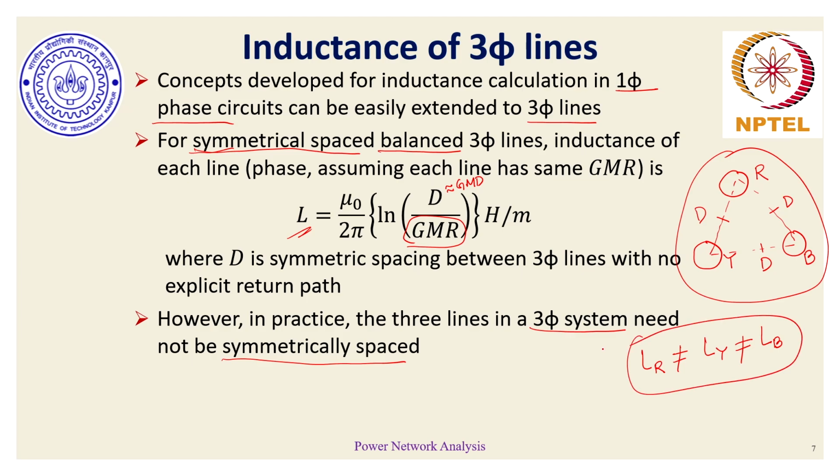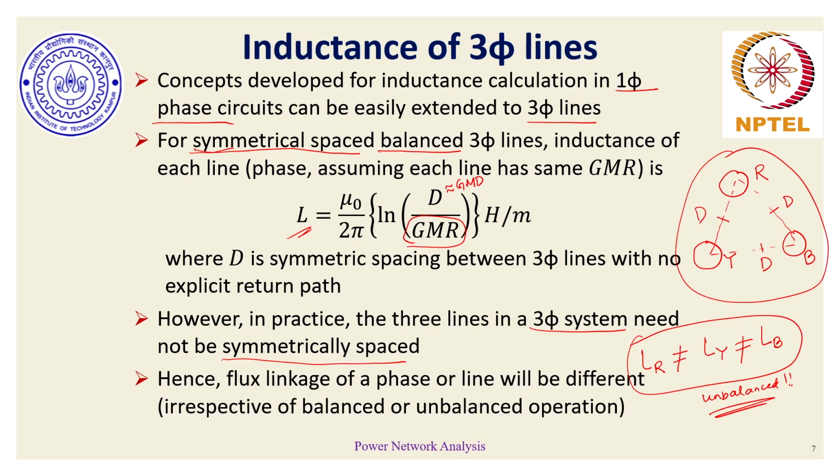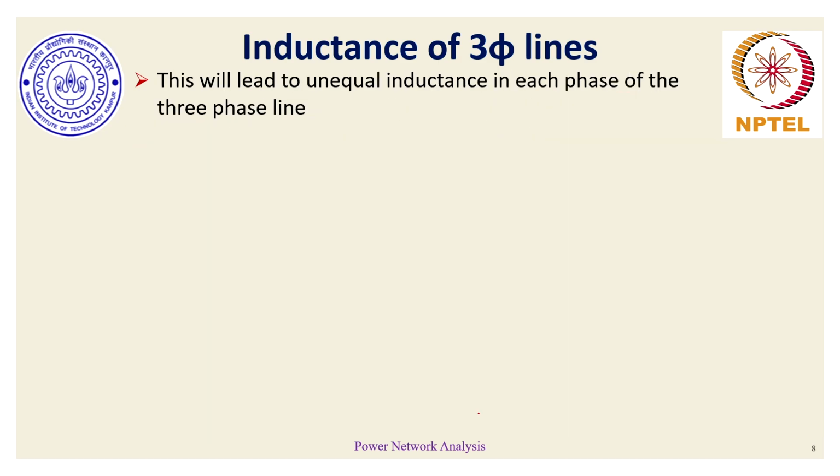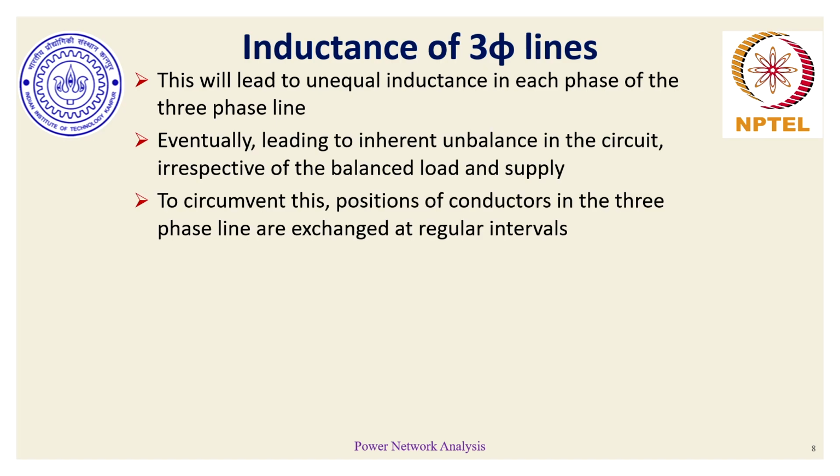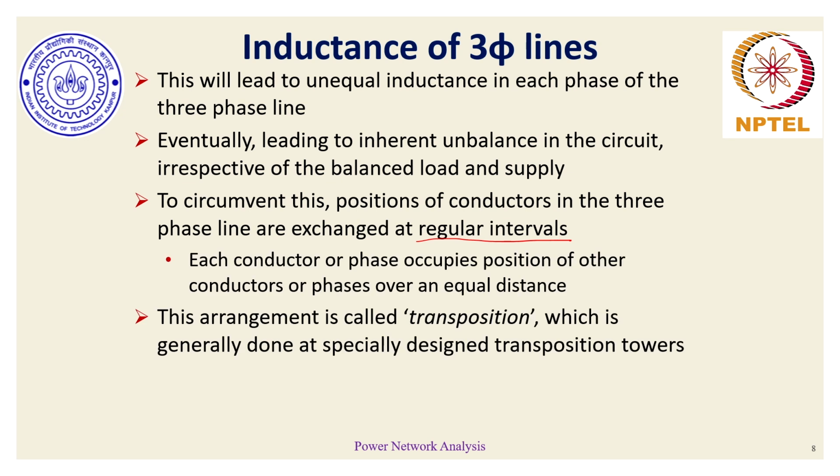So there would always be a possibility where no matter how much balanced operation one wants to have, because of network structure, the overall operation can become unbalanced. And that is the twist. So what is done to avoid this unbalance entirely? Essentially flux linkage will be different irrespective of whether the source or the load is balanced or unbalanced. To avoid this unequal inductance, to avoid this unbalance in the circuit, the positions of these conductors are exchanged at a few regular intervals. We call those special towers where this exchange happens transposition towers.